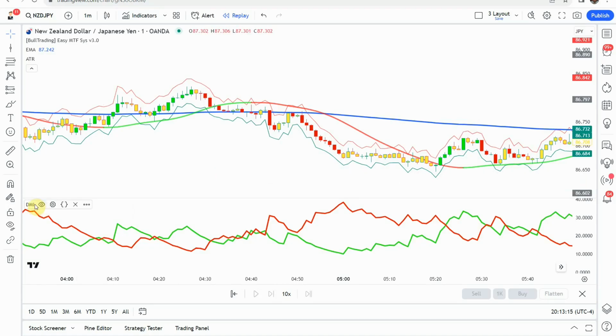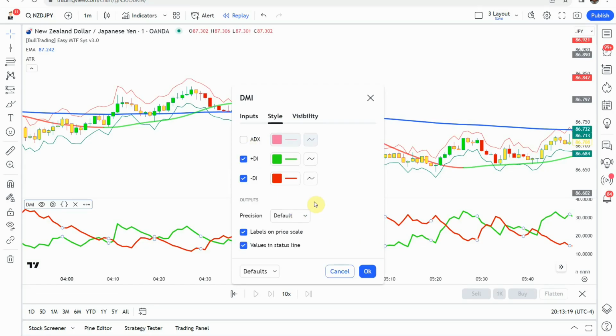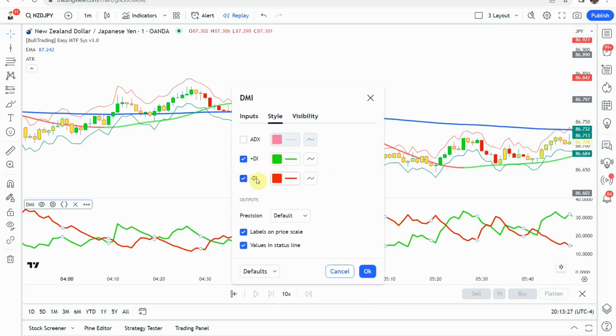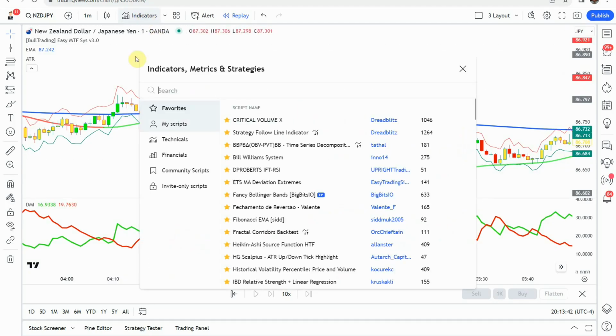And on these settings, we are going to leave the inputs the same, but on the style, we're going to turn off the ADX. And we're going to put the plus DI in green, and I bumped up the weight of the line, and the negative DI in red. And again, I bumped up the line weight a little bit, so you can see it looks like this right here on screen.